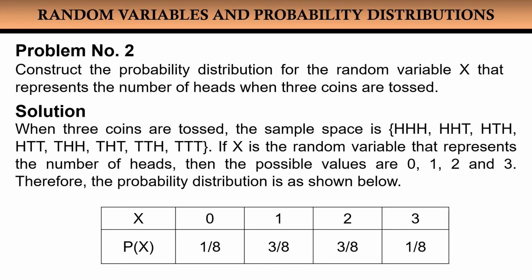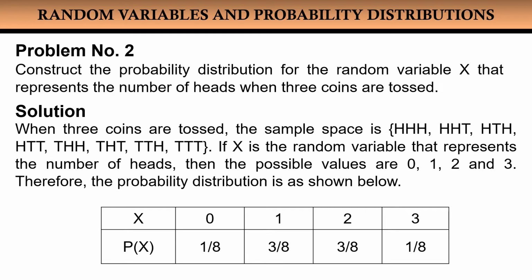Okay, let us have the second problem. Construct the probability distribution for the random variable x that represents the number of heads when 3 coins are tossed. So we know that when we toss 3 coins, there are 8 possible outcomes. Why? We use the rule 2 raised to 3 is equal to 8. So the possible outcomes are head, head, head; head, head, tail; head, tail, head; head, tail, tail; tail, head, head; tail, head, tail; tail, tail, head; and tail, tail, tail.